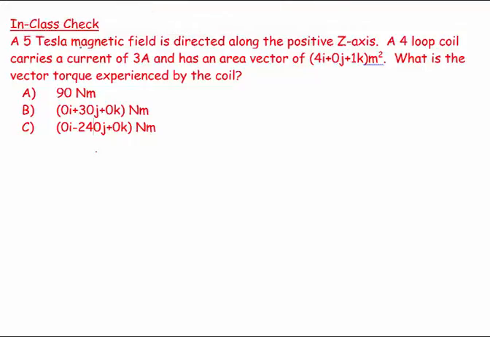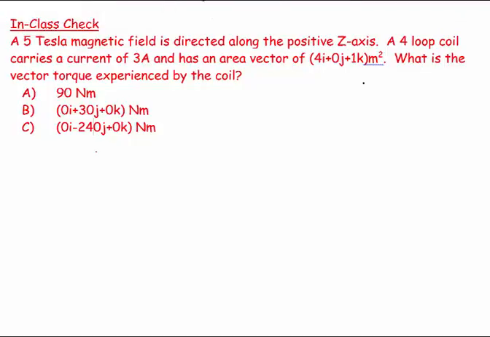Welcome. So this question says a 5 Tesla magnetic field is directed along the positive z-axis. A 4-loop coil carries a current of 3 amps and has an area vector given by 4i plus 0j plus 1k square meters. And then what is the vector torque experienced by the coil?